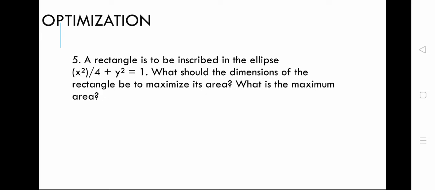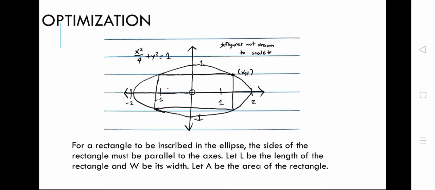Next, a rectangle is to be inscribed in the ellipse x squared over 4 plus y squared equals 1. What should the dimensions of the rectangle be to maximize its area, and what is the maximum area? So let's draw the equations. Ito na yun. Sorry sa napakaganda kong drawing.